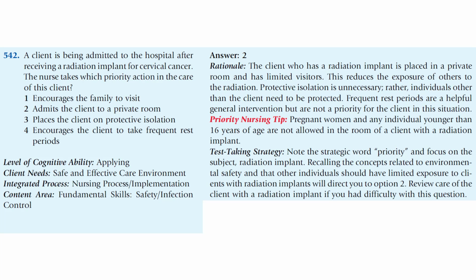Answer: 2. Rationale: the client who has a radiation implant is placed in a private room and has limited visitors. This reduces the exposure of others to the radiation. Protective isolation is unnecessary. Rather, individuals other than the client need to be protected. Frequent rest periods are a helpful general intervention but are not a priority for the client in this situation.